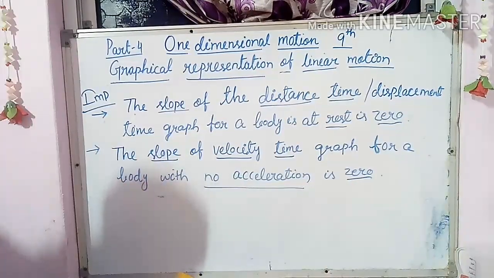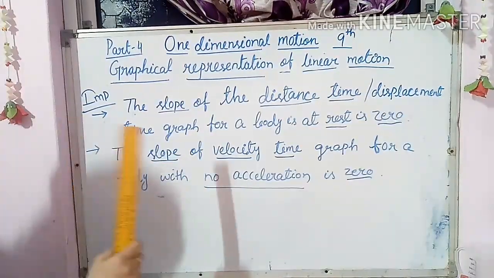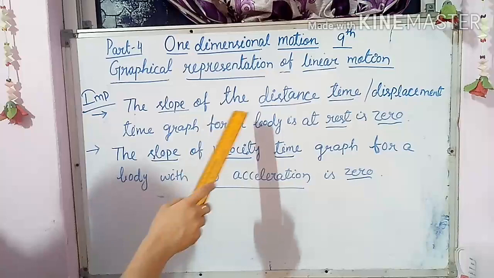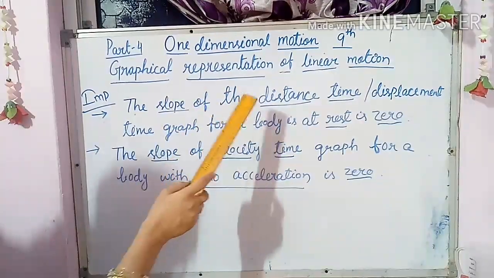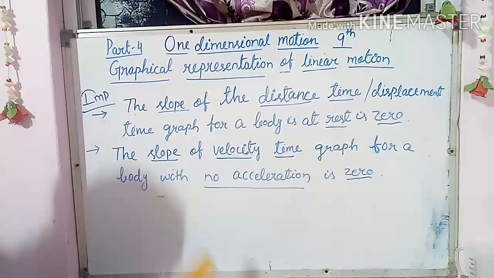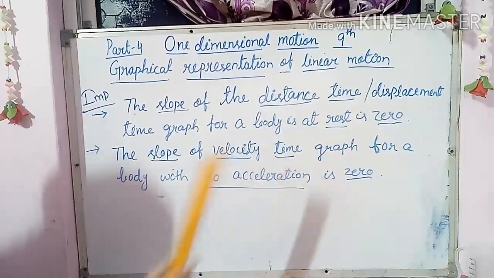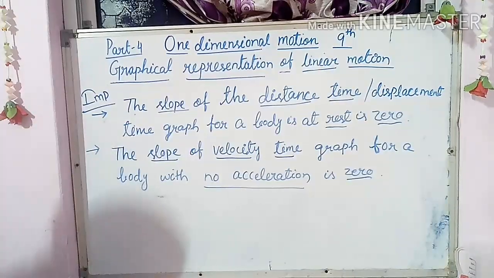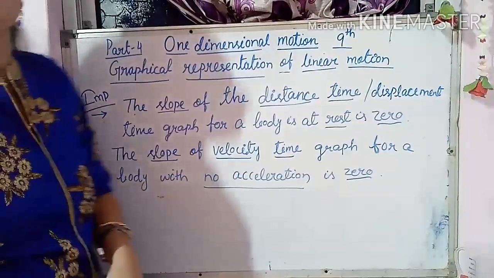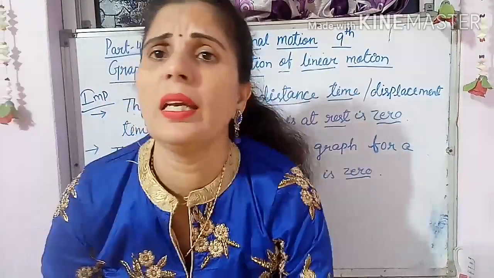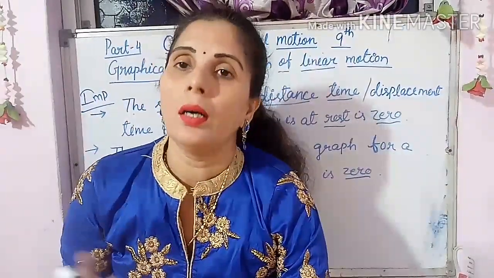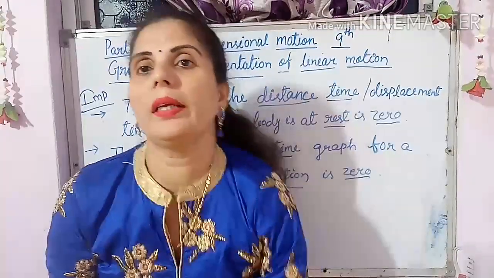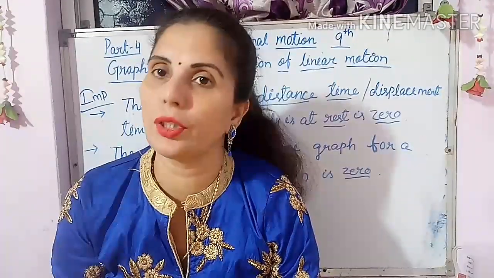Again you have to remember that it is also a horizontal line, parallel to the x-axis. The same type of graph you got that time also. So the same graph: here the distance-time or displacement-time, here the velocity-time graph. So in both these cases the slope is 0. In one case the body is at rest. Here the body has no acceleration. So both these important points you have to remember. So children, for today's topic, this is all. In the next part we will read about the different types of numericals and the equations of motion.